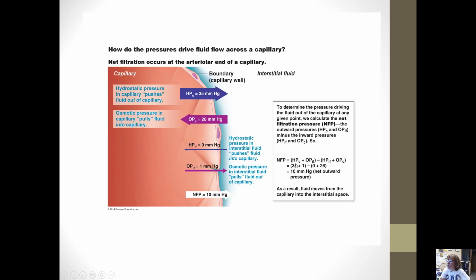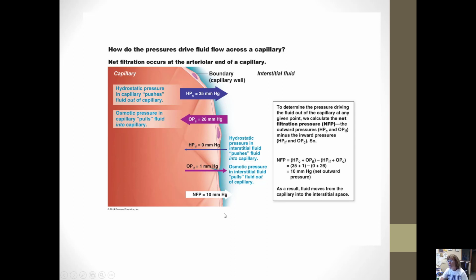We take the hydrostatic pressure of the capillary and the osmotic pressure of the interstitial fluid. Notice the arrows are both moving out, and we subtract from them the sum of the hydrostatic pressure pushing back in and the osmotic pressure of the capillary pulling back in. So this is going to be 35 plus 1 minus 26. Our net filtration pressure is 10, and it's positive, which means that fluid is going to leave the capillary bed. As a result, fluid moves from the capillary into the interstitial space.